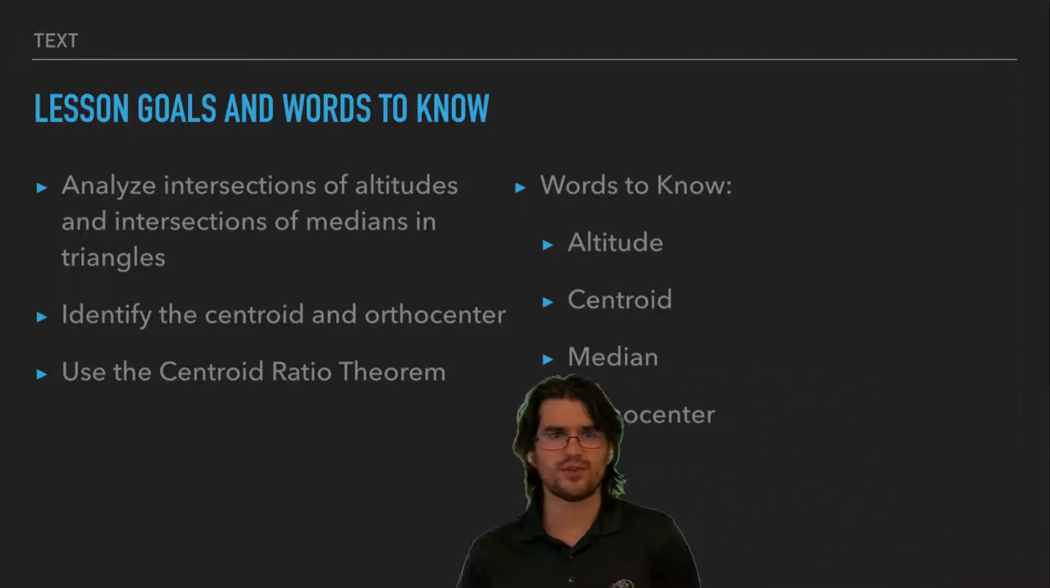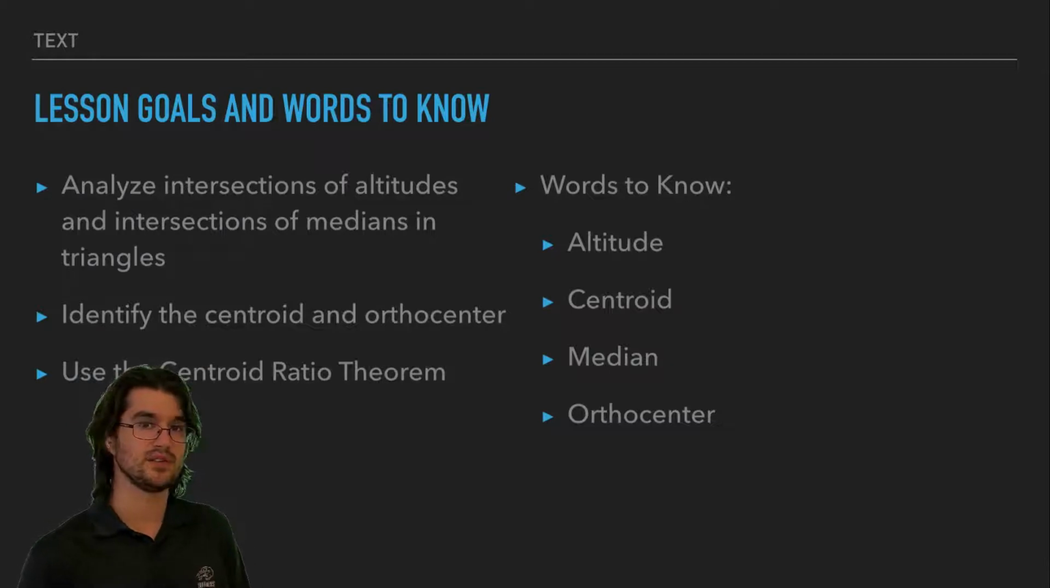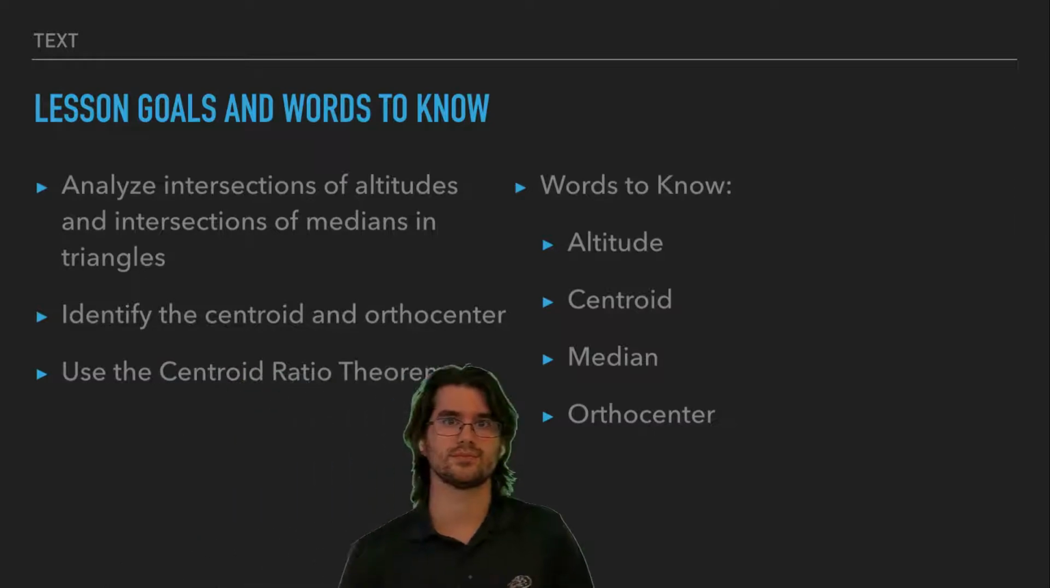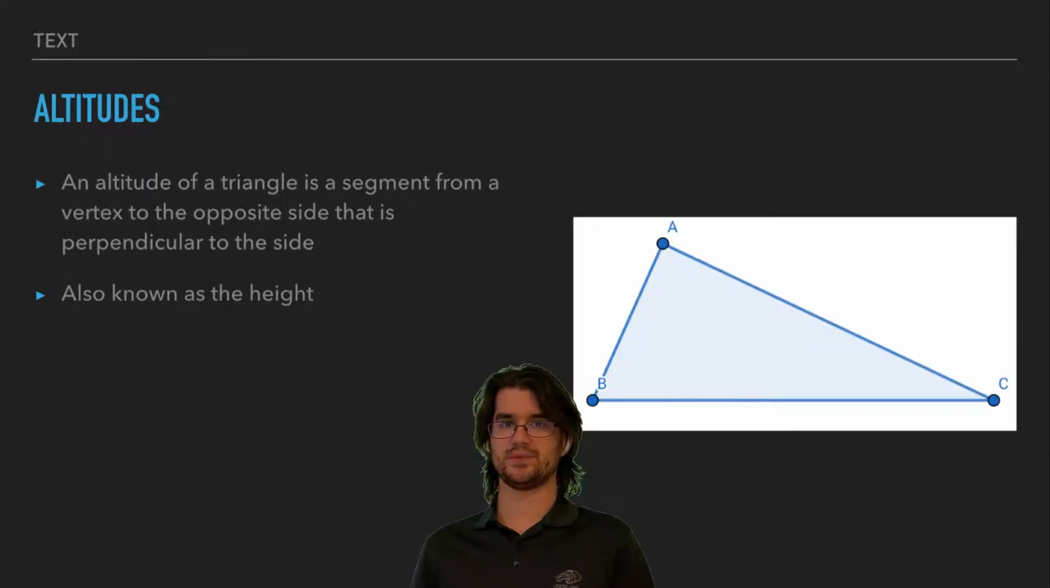To do that today, we're going to have a few definitions that we need to go over. We're going to go over the altitude, the centroid, the median, and the orthocenter. So our first two definitions today are the median and the altitude in a triangle. Let's start with the altitudes.